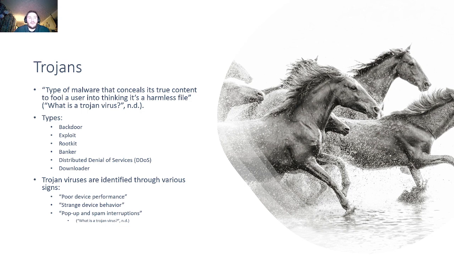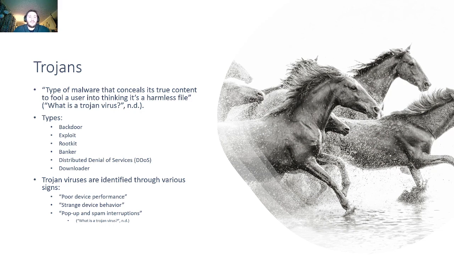We'll talk about backdoor in a second, but this is just where it remotely accesses and gives attackers a way to gain entry into the system after the initial attack. An exploit is when it targets pre-existing vulnerabilities within the software or within the computer system. Rootkit, we just talked about it. It's a way for malware currently being pushed onto the system to be undetected. Bankers go after any financial institutions or financial transactions.